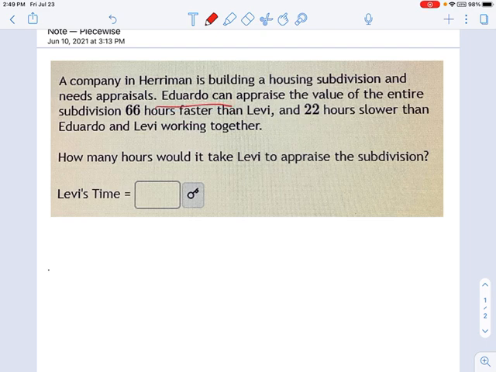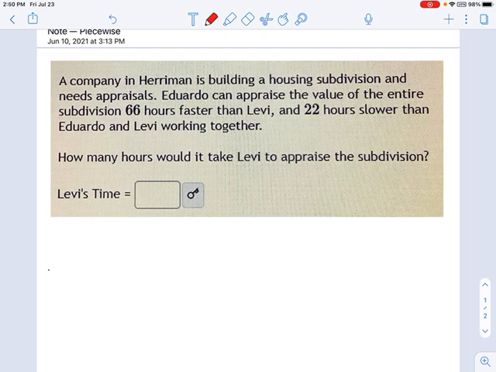Like Eduardo here, we have a job, he wants to appraise some houses, and it's not saying Eduardo does it in 10 hours or whatever. And it's not telling you how fast Levi does, but it's telling you comparison rates of how they relate to each other. So what we have to do here is build up some equations aside from our combined rates equations. We have to build up equations that just tell us how long people take.